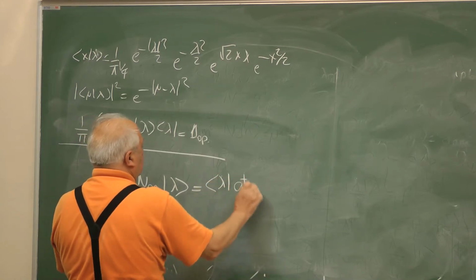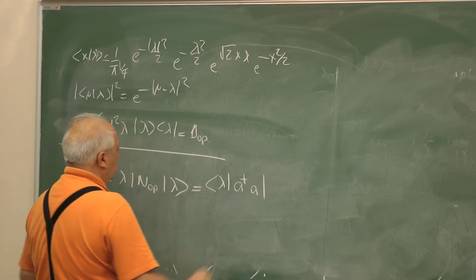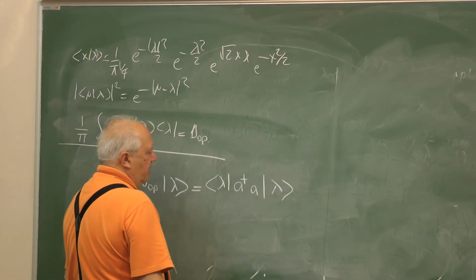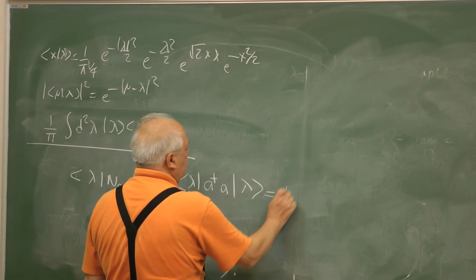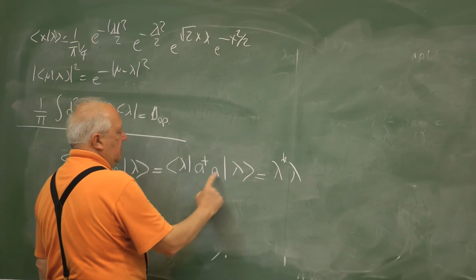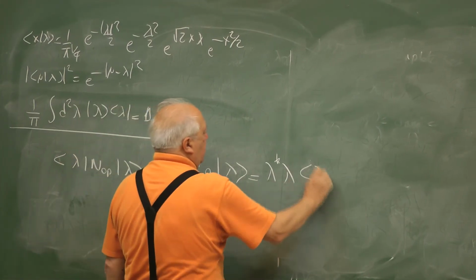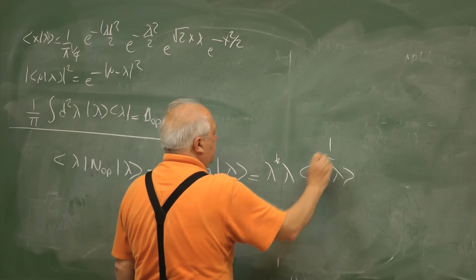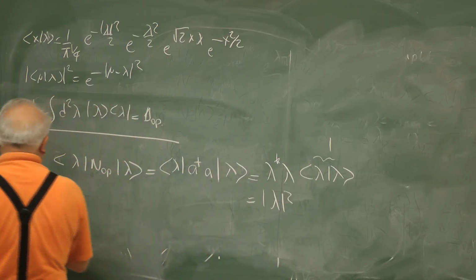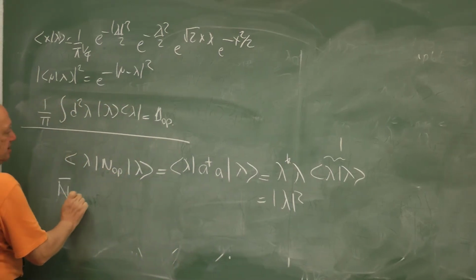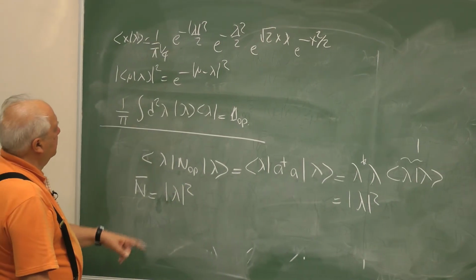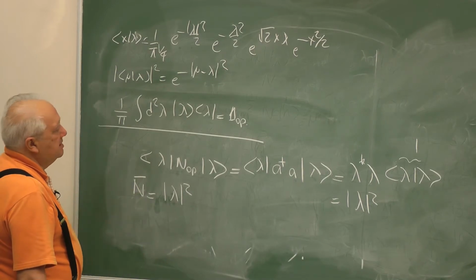And this is very easy because of the form of lambda. N operator is a dagger a. And lambda is an eigenstate of a. So this is simply lambda star lambda. A dagger lambda gives me lambda star. A lambda gives me lambda times lambda. But this is 1. So this is simply lambda square. So I will call it n bar. The average n is lambda square. So lambda is such that lambda absolute square is n.